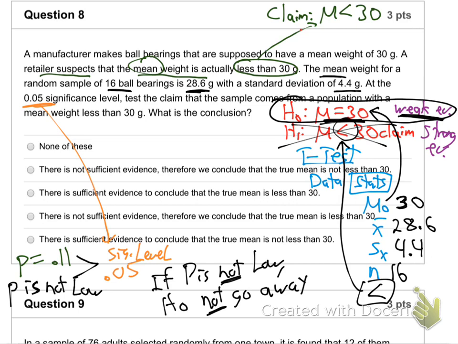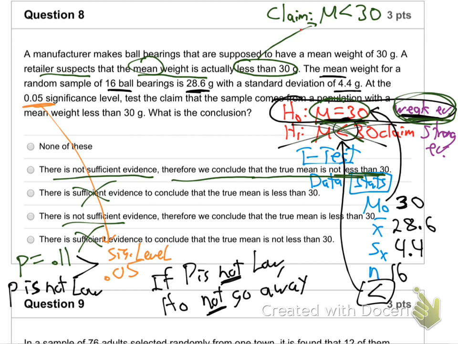Let's go through the options now. So is it this first one? There's not sufficient evidence. Is that right? Not sufficient? Yeah. We're talking weak evidence. So yeah, it's one of these not sufficient. I can cross off the two that say sufficient. No way, huh? It's one of the not sufficient. There's not enough evidence. Therefore, we conclude that the true mean is not less than 30. Is that right? Yeah. We concluded it's equal to 30. We crossed off the less than 30. That's exactly right.